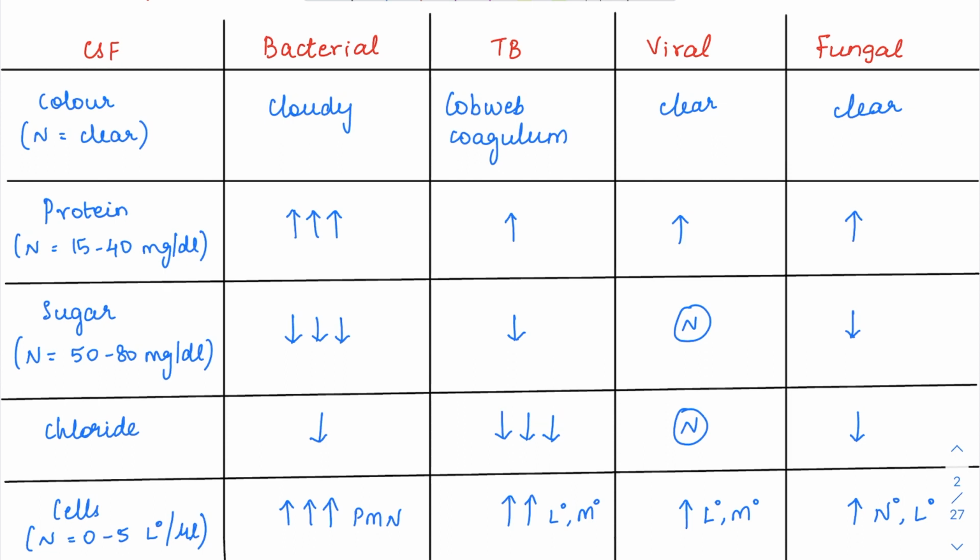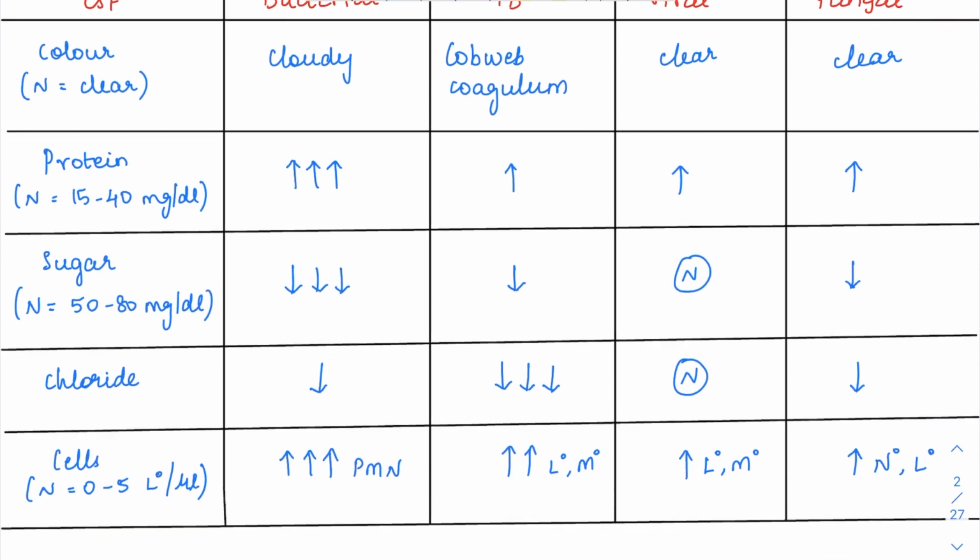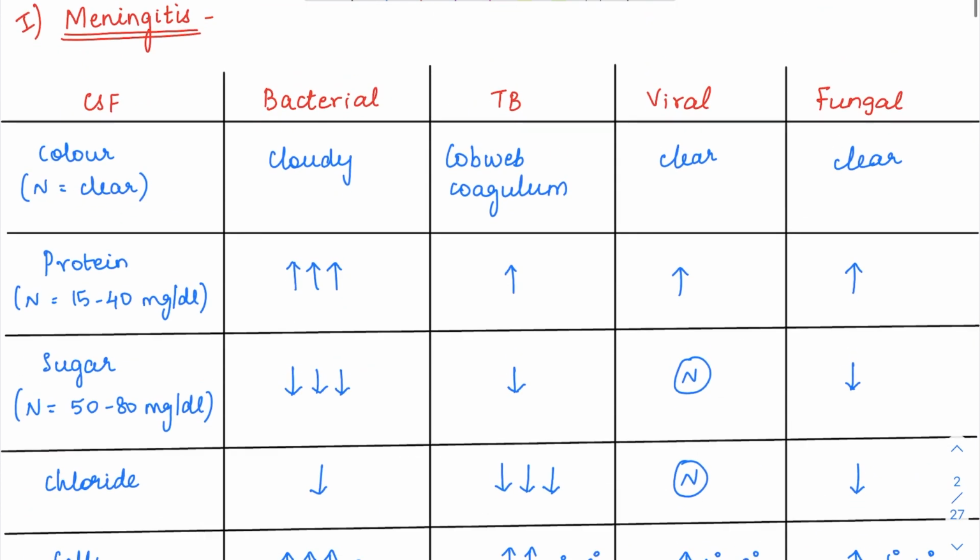Normal CSF color will be clear, with a protein component of 15 to 40 milligram per deciliter, and sugars will be 50 to 80 milligram per deciliter, and some amount of chloride will be present. The normal cellularity will be 0 to 5 cells per microliter, and that will usually be lymphocytes. However, in bacterial meningitis, you get a very turbid or cloudy kind of CSF fluid.